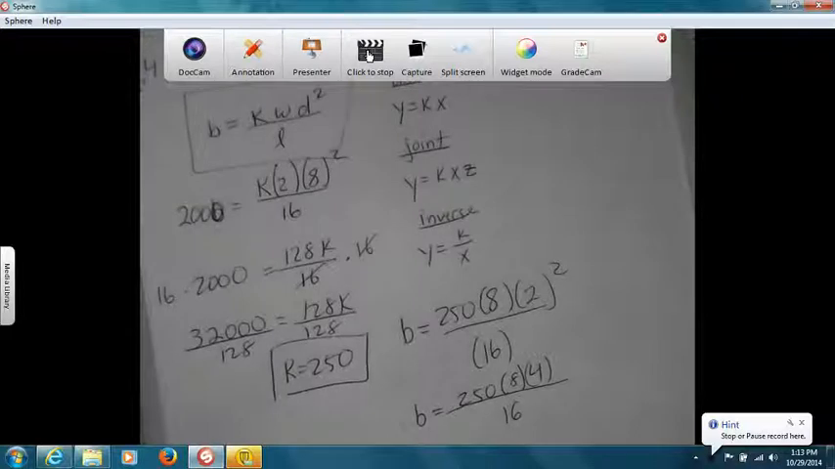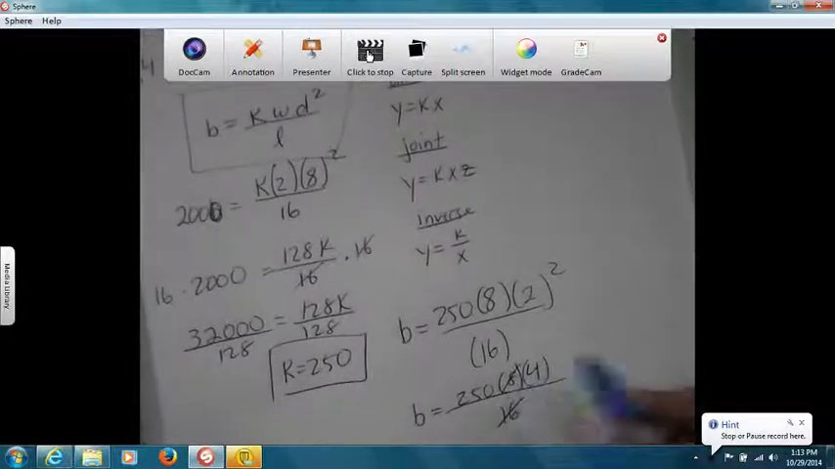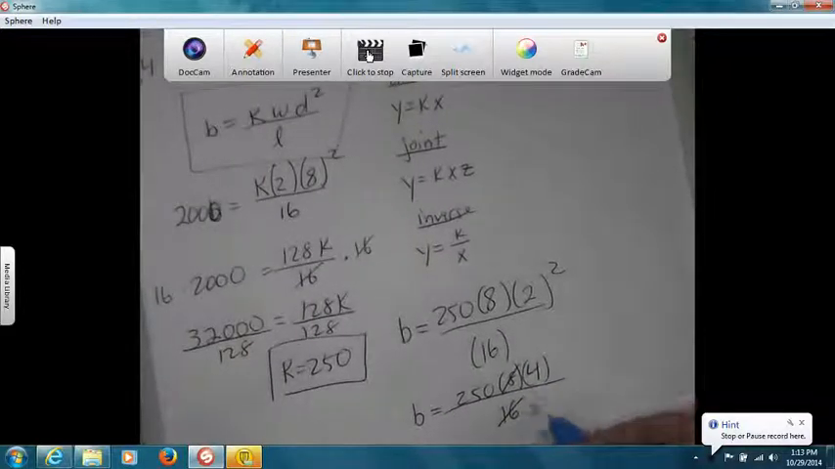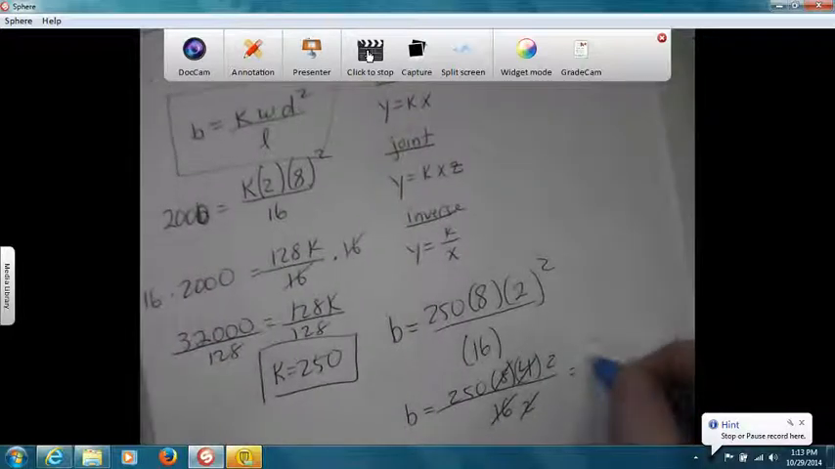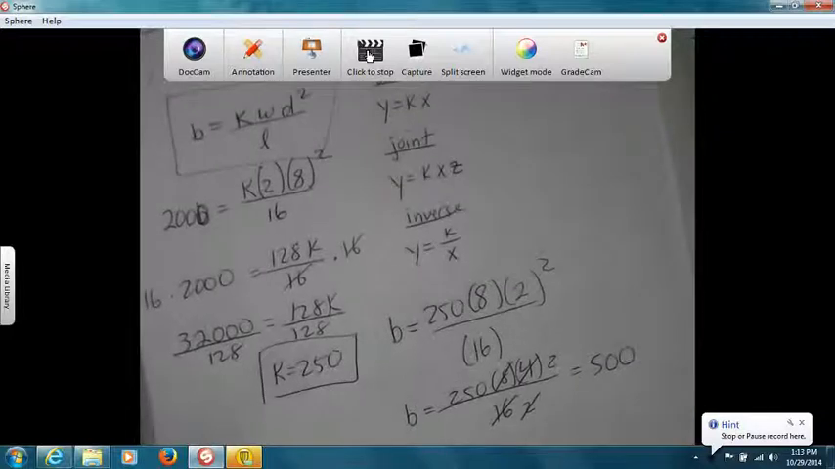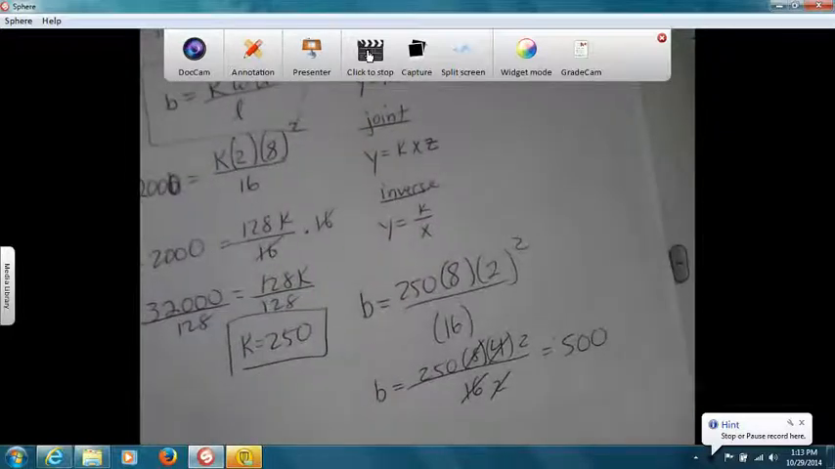So then, you know the 16, I can cancel that with the 16. And then that'll give me a 2, and then I can cancel the 2 with the 4, and that'll give me 2, and that's 2 times 250, that's 500. And that's actually the answer. And then I think that's in pounds.